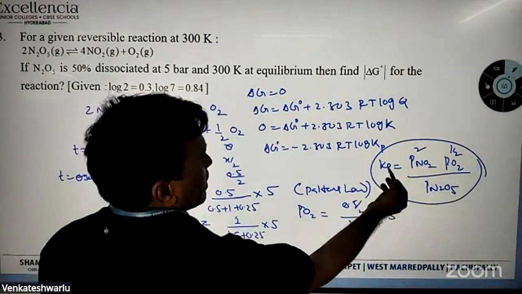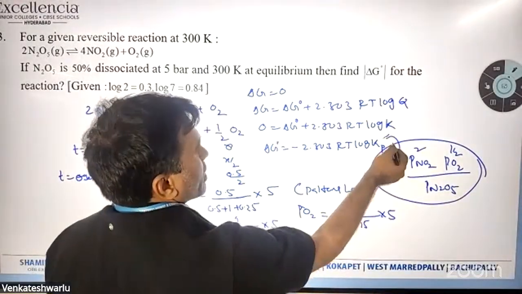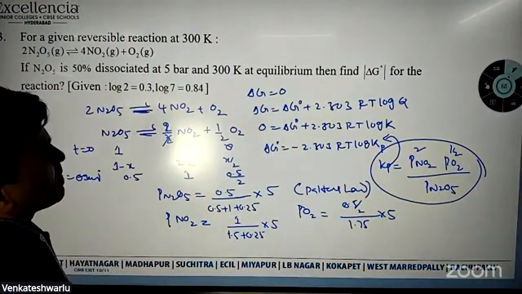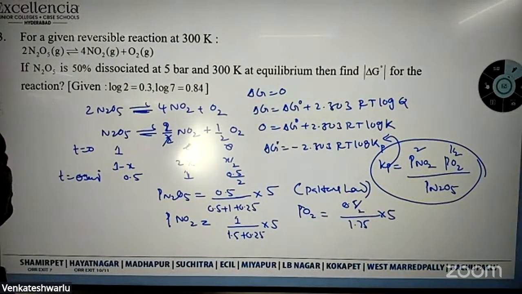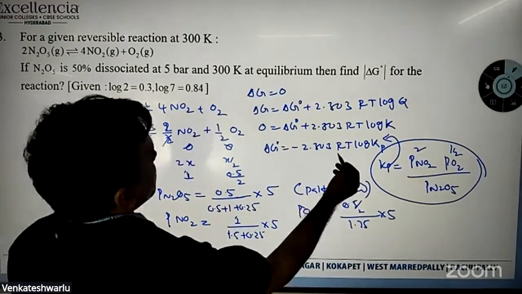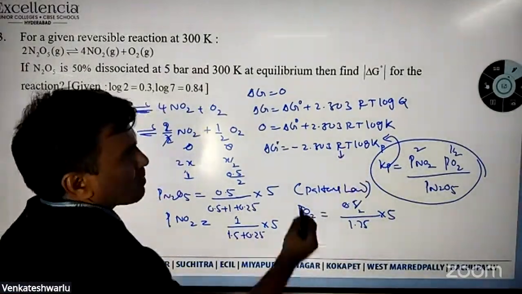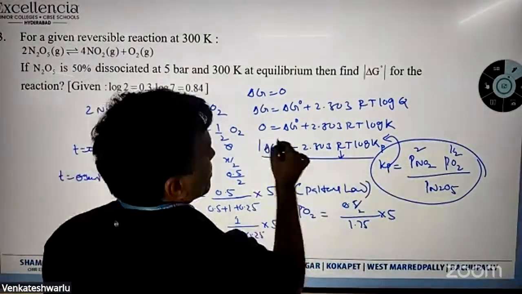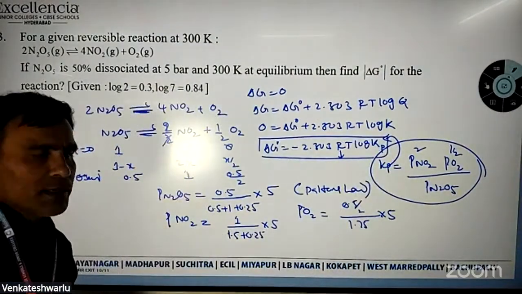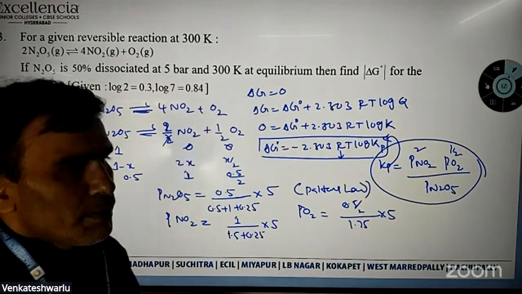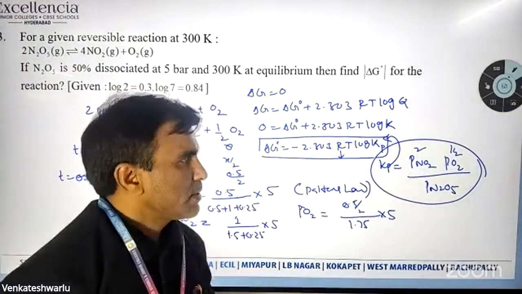After getting this Kp, we have to put the Kp here. Temperature is given as 300 Kelvin, and the R value we have to take as 8.314. So by simplifying, we can find the delta G naught. Yes, obviously, these are multi-concept questions.